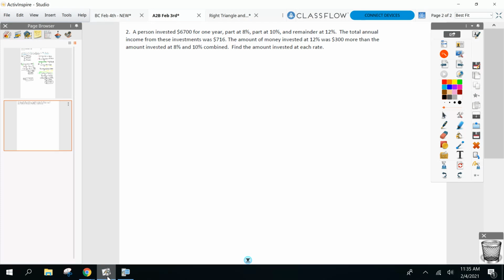I got 3 different rates, so each rate's going to be a variable. All right, so X will be the money in the 8%. Y will be the money in the 10%. And Z will be the money in the 12%. 3 rates. We got to find how much money I put into each one.